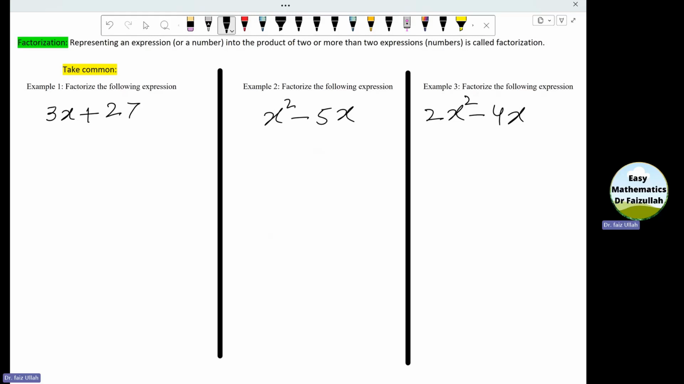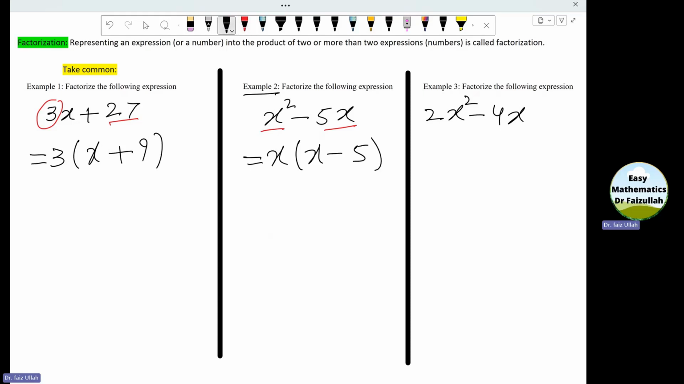Look at example number 1. In this example, we can see that 3 is common in both terms. So just taking 3 common, we get 3 into x plus 9, and that is the solution. Now look at example number 2. In this example, we can see that x is common in both terms. So just taking x common, we get x into x minus 5, and that is the solution.